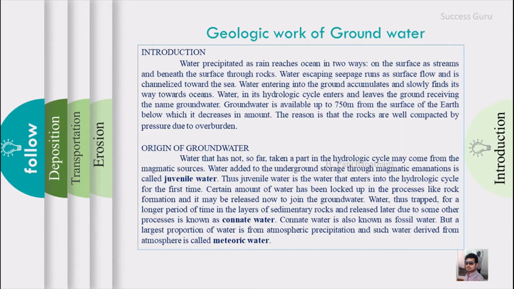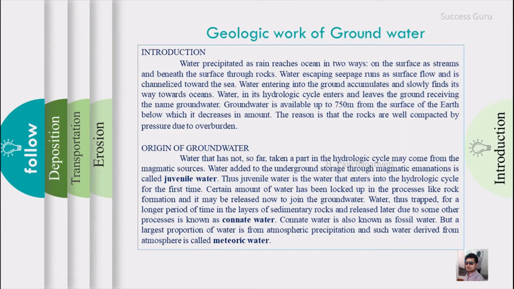A certain amount of water has been locked up in processes like rock formation, say diagenesis and lithification, but it may be released now to join the groundwater. The water thus trapped for a longer period of time in the layers of sedimentary rock and released later due to some other process is known as the connate water. The connate water is also known as the fossil water. But a large proportion of water is from atmospheric precipitation, and such water derived from the atmosphere is called the meteoric water.